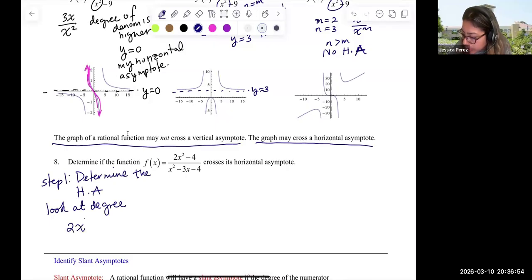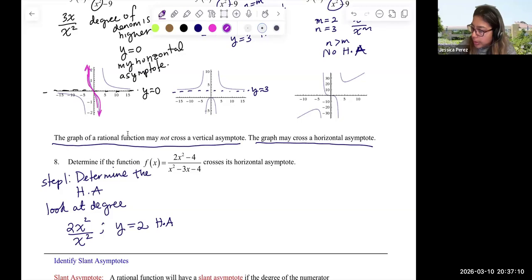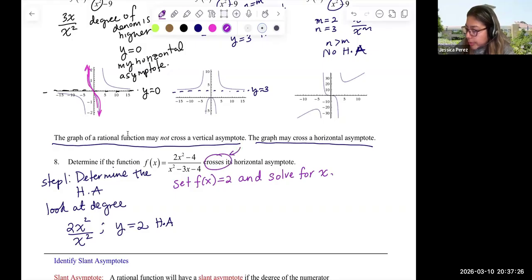That means I'm going to look at the degree of both the numerator and denominator. So you have 2x squared over x squared. This will behave as y equals 2 because I'm looking at the coefficients. So 2 would be the horizontal asymptote. Now, how would I determine if it crosses, yes or no? Well, you're going to set f of x equal to 2 and solve for x to determine if there is an intersection. If it's going to cross, that means it's going to intersect. That's what we're asking.